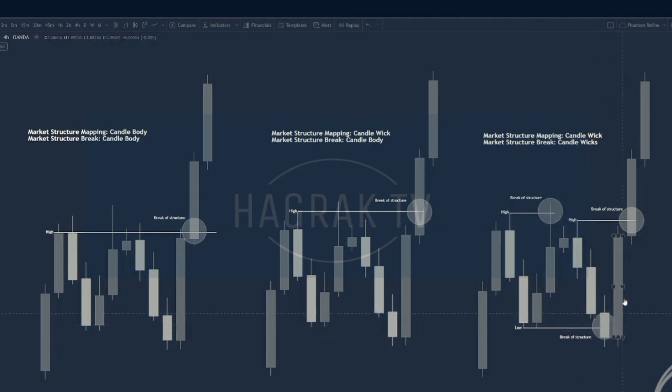So when price then moves to the upside, impulsively breaking above this high, we would denote that this is the higher high. So when we're comparing this version to the previous two, we can see that this one factors in all of the subtle movements of liquidity that are happening within this overall trading range.